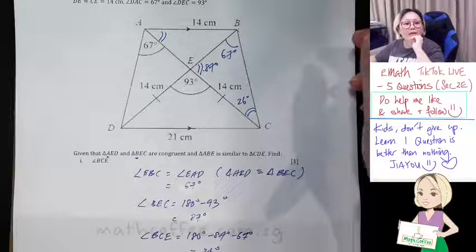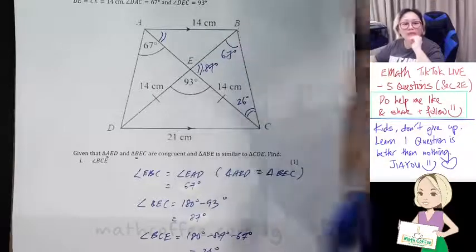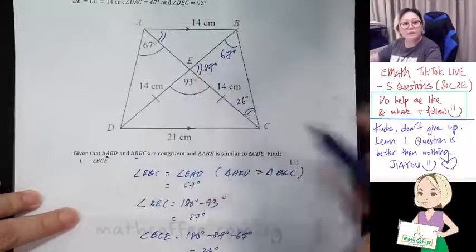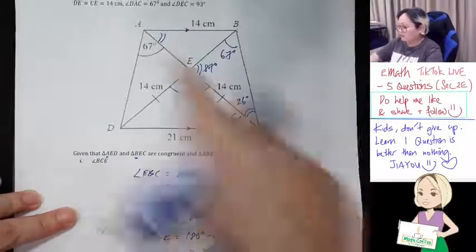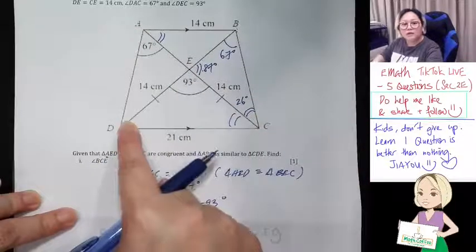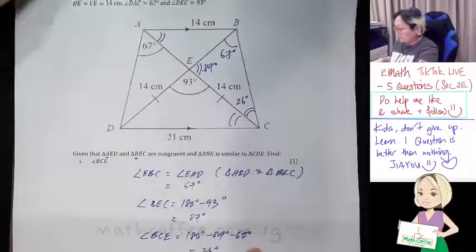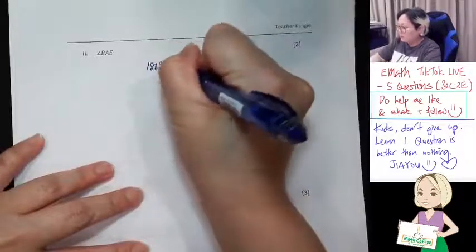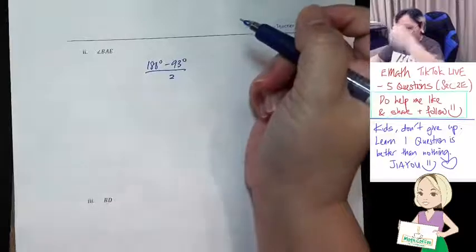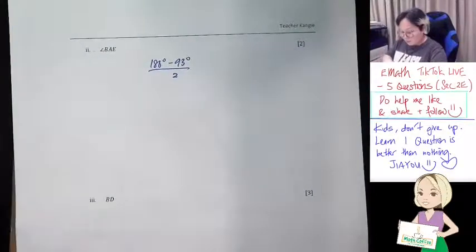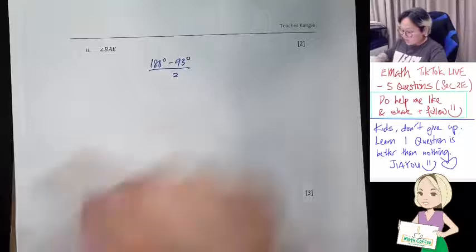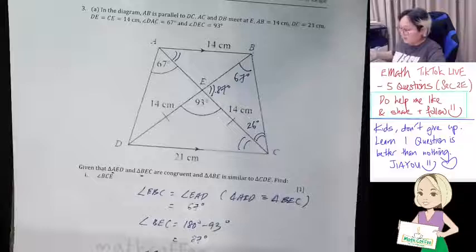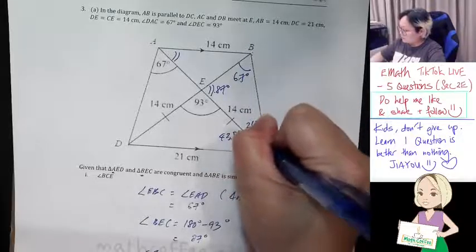Okay, BAE. So I need to find this. So how do I find this? Actually, do you see this marking here? This is an isosceles triangle. So I can easily find this angle because you can see this is Z, Z alternate. To find this angle here, I take 180 degrees minus 93, then divide by 2. I get 43.5 degrees. So over here it is 43.5 degrees, and this one is Z.